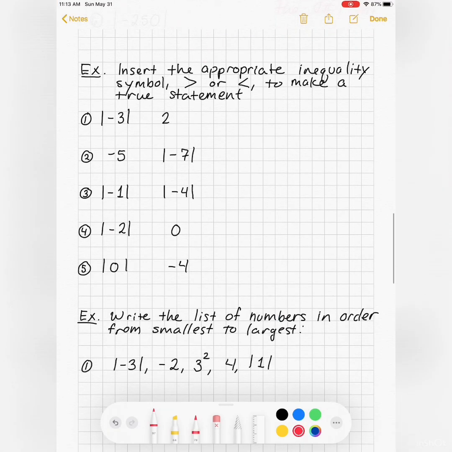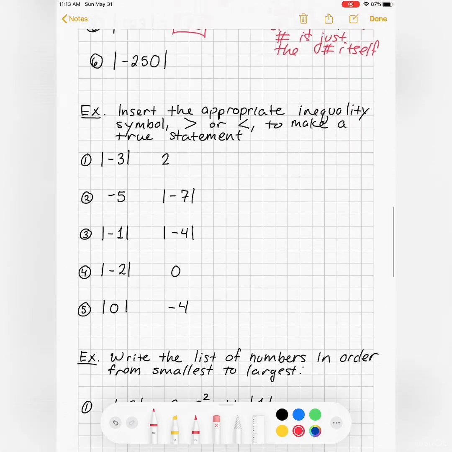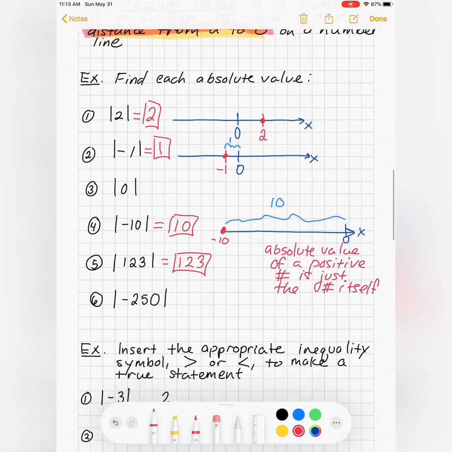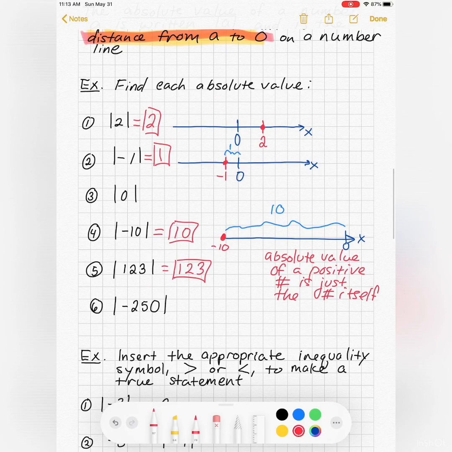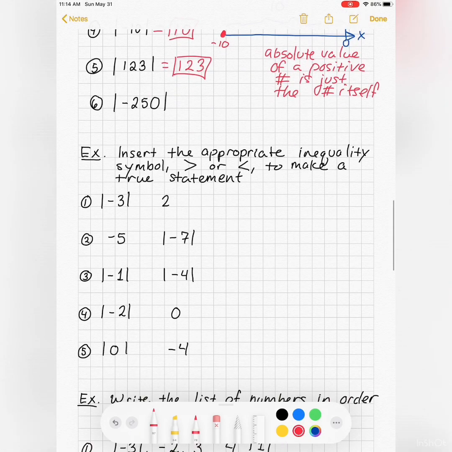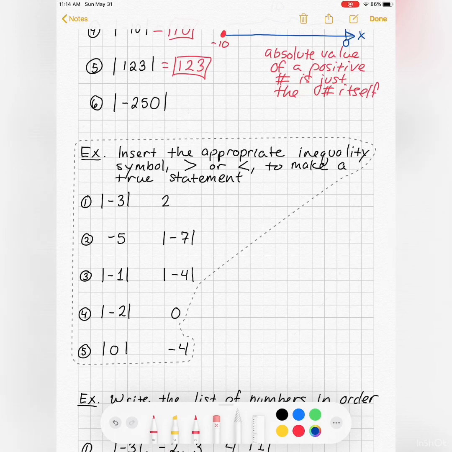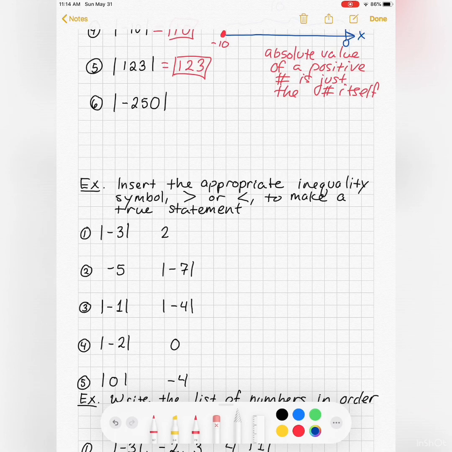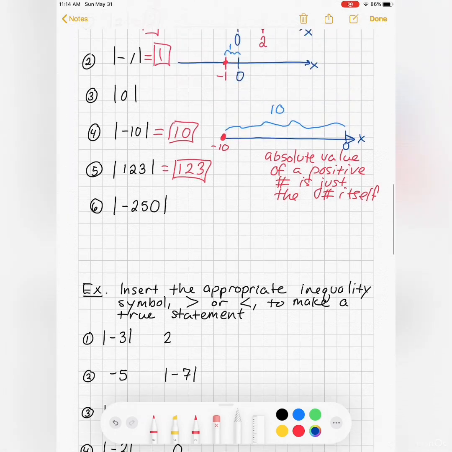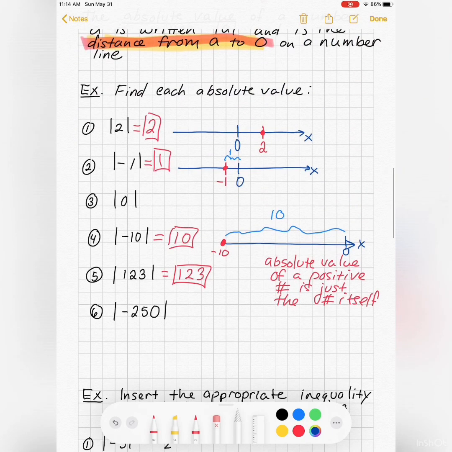So let me see, I'm gonna maybe move something. Let me just move this one down a little bit. I wanted to write, move that down just a tiny bit. I bet you'll have room. So what I wrote here, let's see, I wrote the absolute value of a positive number is just the number itself.